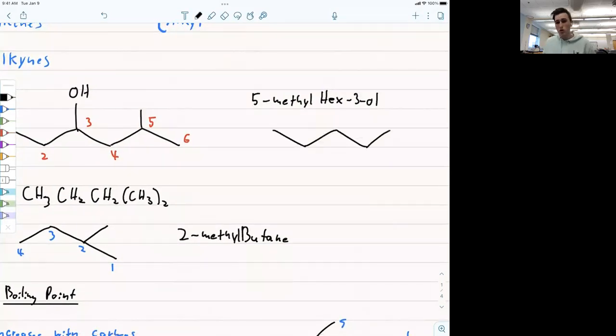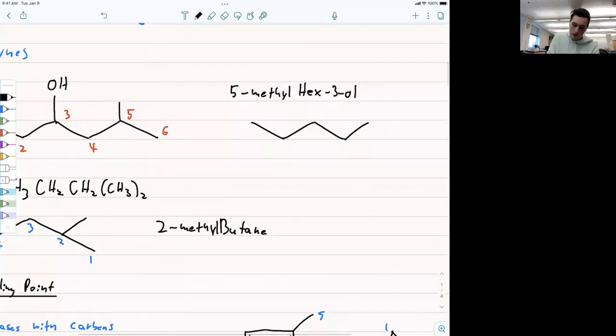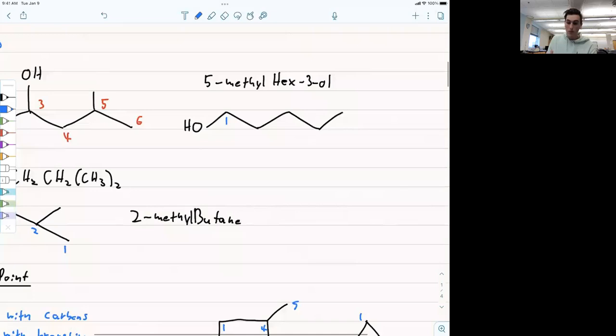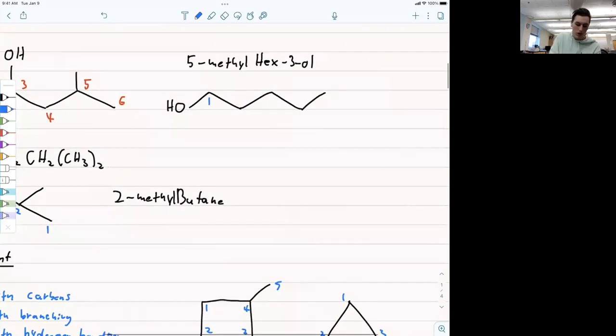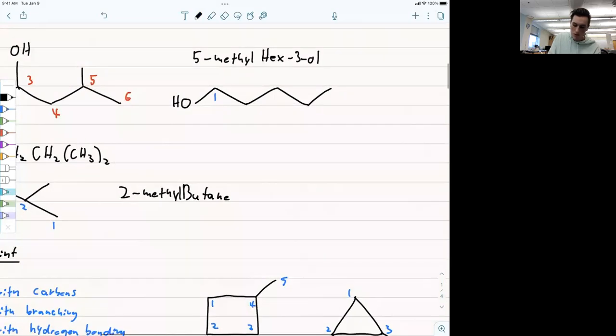I will say you won't run into this problem because it wouldn't show up on the open-ended probably. You would see a multiple choice and both of these won't be options. But if you had something like this, where the alcohol is in the number 1 spot, in this case you don't have to say 3-ol because hexanol is assumed. So I could write in this case, this is 1, 2, 3, 4, 5 carbons.